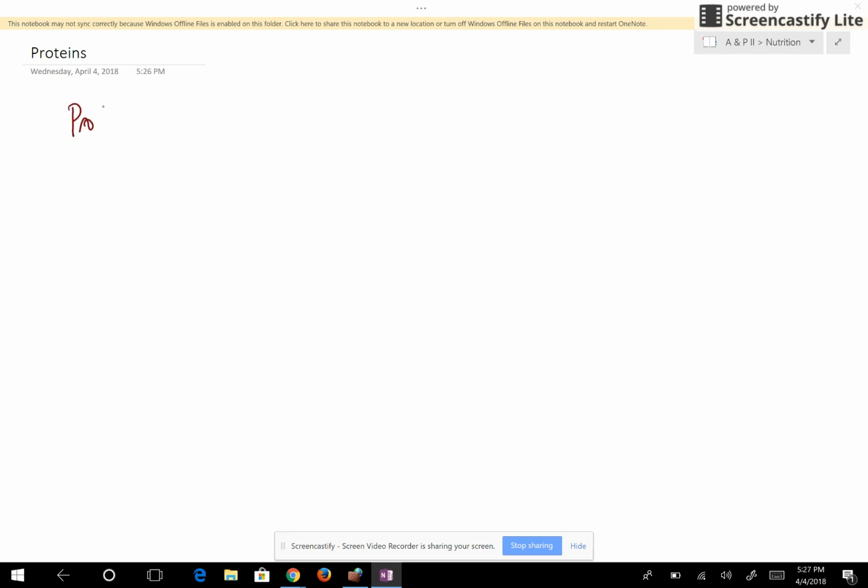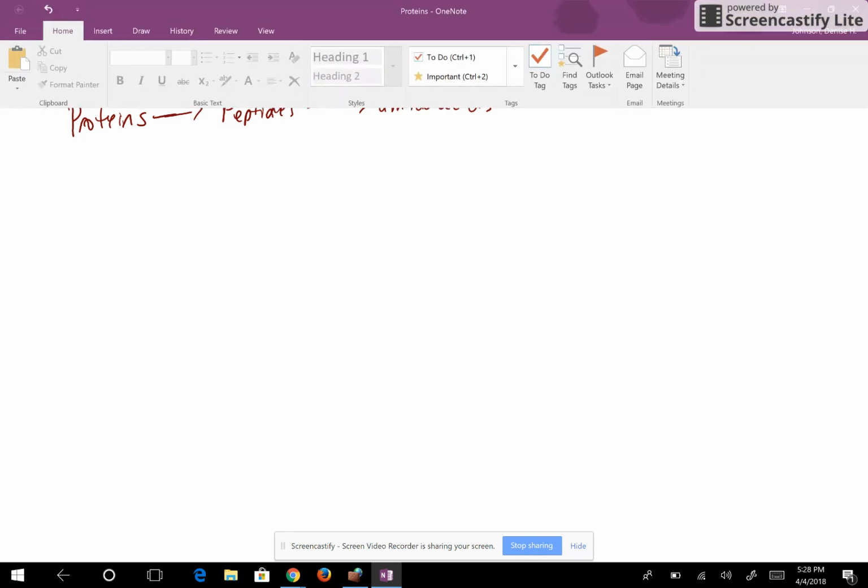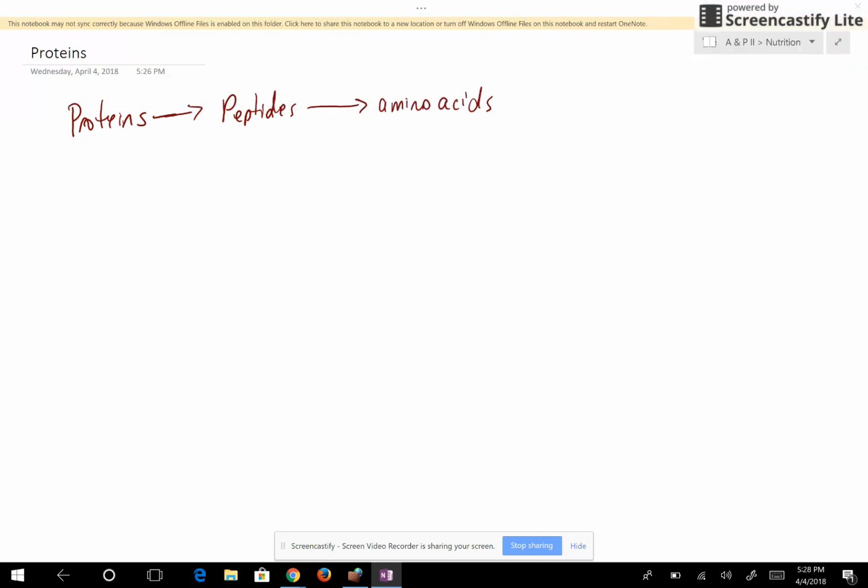Proteins. Proteins are made up of 3 or 4 chains of peptides. And peptides are made up of at least 1,000 amino acids. So if we looked at just a little drawing of an amino acid, there are 20 amino acids.